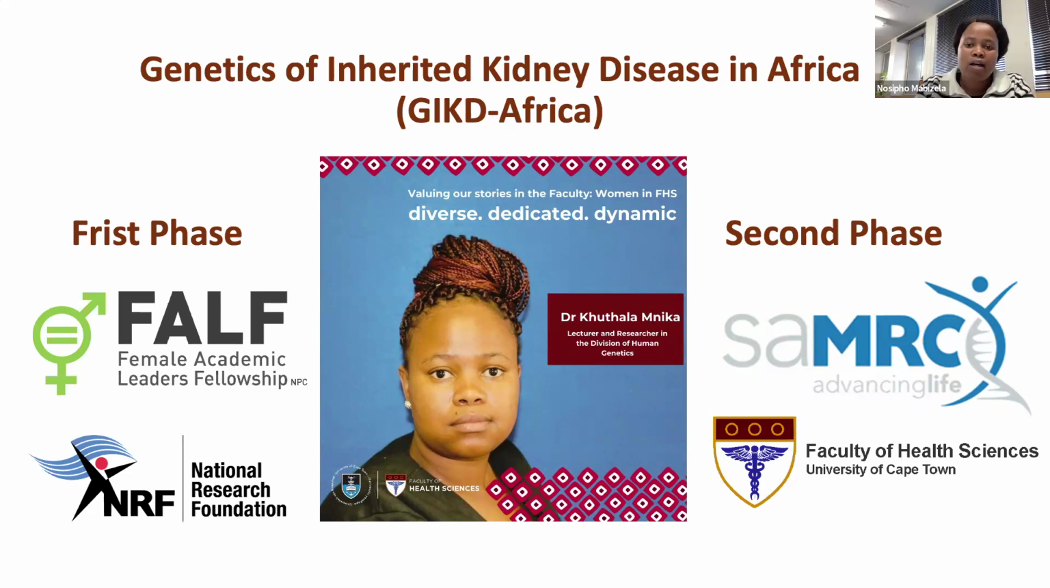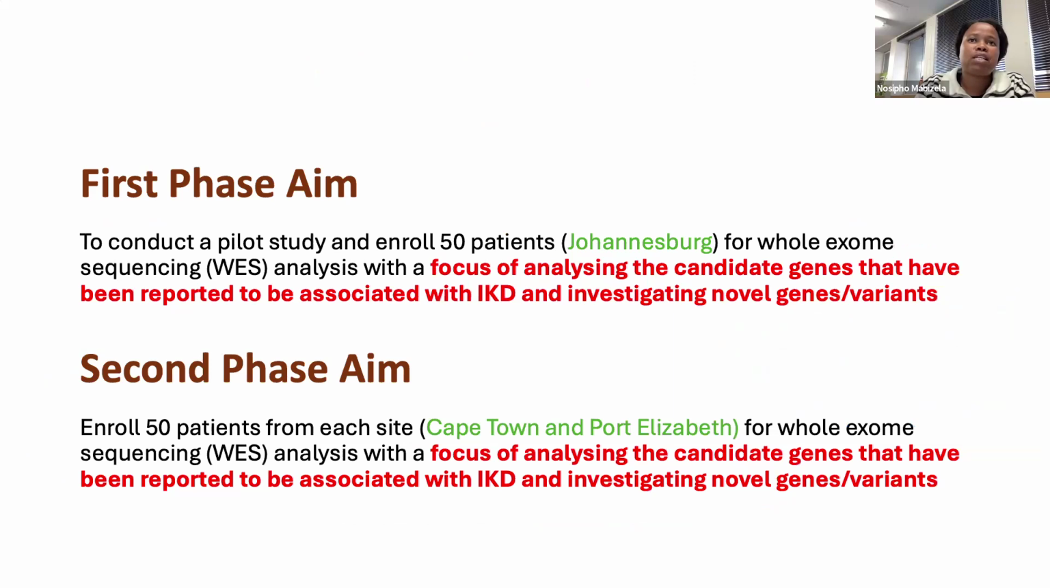The aim of my study is basically to look at whole exome sequencing in patients suspected to have a clinical inherited kidney disease, and we are trying to investigate the novel genes or variants that are pathogenic to the different renal diseases that we see in our hospital, specifically in Johannesburg. The second phase will do the same, but in different sites, which are Cape Town and Port Elizabeth.